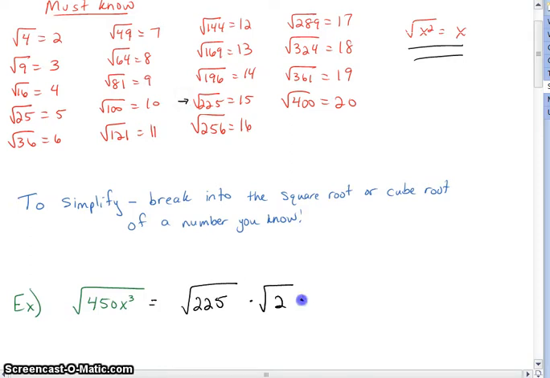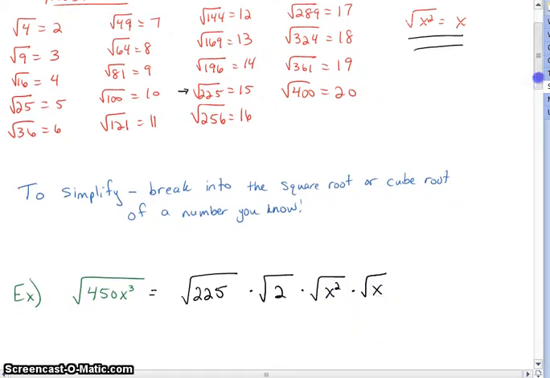And then x cubed I want to break into the square root of x squared times the square root of x. So now I'm thinking, what of this do I know? I know the square root of 225, that's just 15. Don't know the square root of 2. I know the square root of x squared, that's just x. Don't know the square root of x. So it becomes 15x square root of 2x. And that's it.